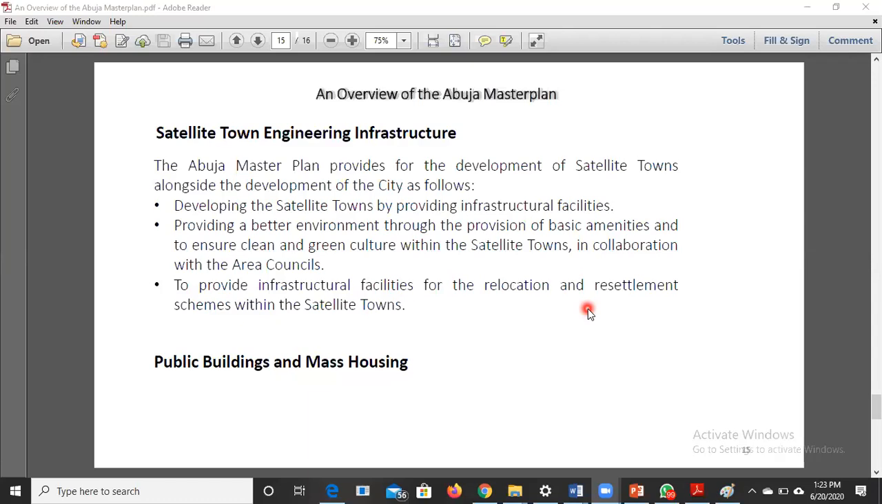And then the mass housing scheme. In order to take houses to people as quick as possible, government decided to introduce a PPP package, that is public-private partnership. People can easily, quickly source for money and build, have houses in mass for people to buy, by mortgage, or they can buy outright. So these are basically the functions of FCDA with regards to the Abuja Master Plan.